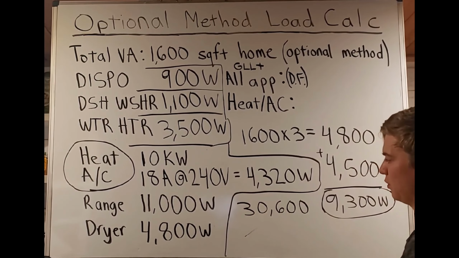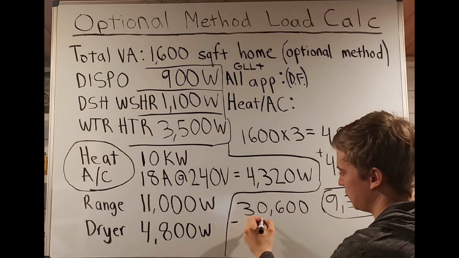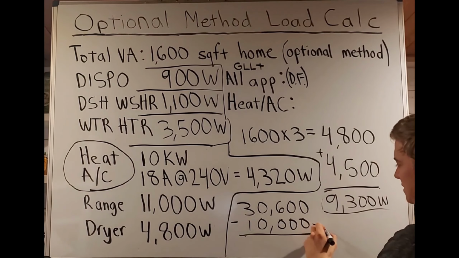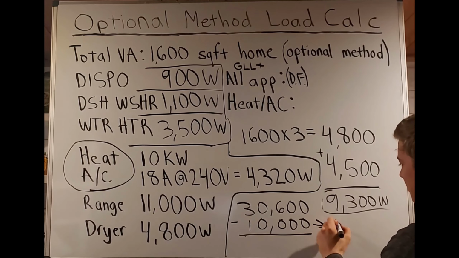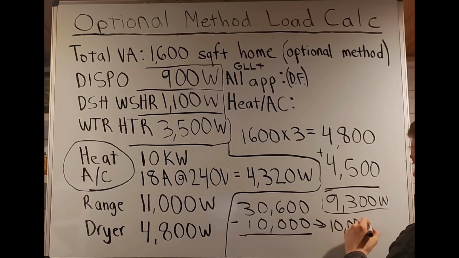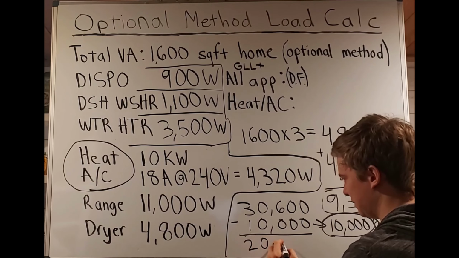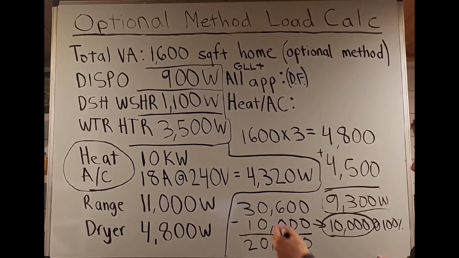But remember we have the demand factors where we have the first 10 kilovolt amps at 100%. So we're first going to get rid of 10,000. It might look a little messy, but we're doing this all right now, so we're going to remember it. We're going to put 10,000 to the side. That's going to be at the 100%. I always just like to label it so then I can see, oh yeah, that's at the 100%. Now after subtracting 10,000, I'm going to have 20,600 left over from the original 30,600.